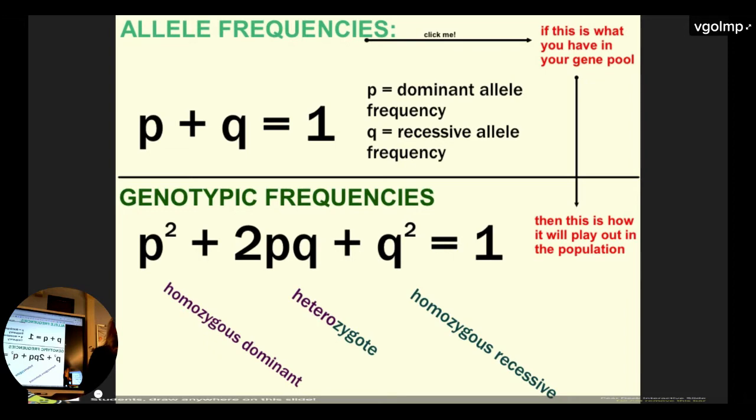Those are my homozygous recessives. We said Q was 0.7. 0.7, 0.7. What's 0.7 times 0.7? 0.49. So 490 would be homozygous recessive, right? Yes.